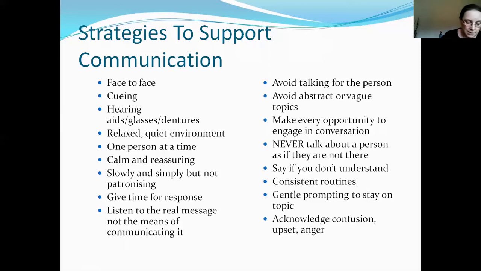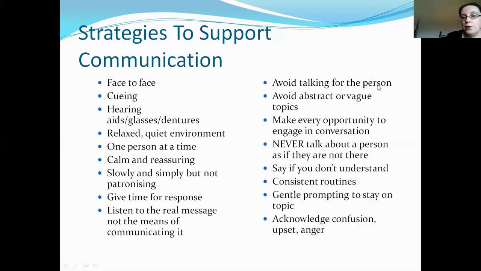Listening to the real message, so looking out for the emotional tone rather than what it is they're saying, so how they're feeling rather than the words. Accepting all forms of communication, so gesture, pointing, drawing, anything that they're using. Try and avoid talking for the person. That can be quite difficult when you feel like you're just trying to help, and some people will want you to do that, and it's important to set those ground rules.